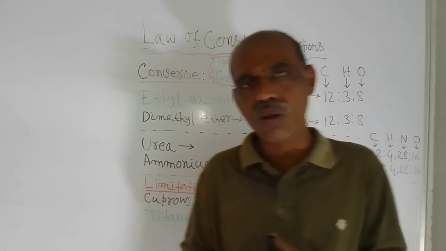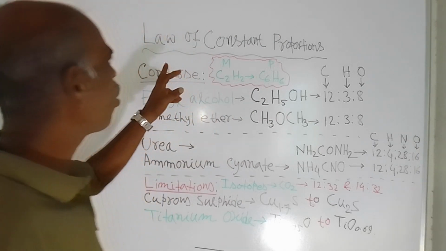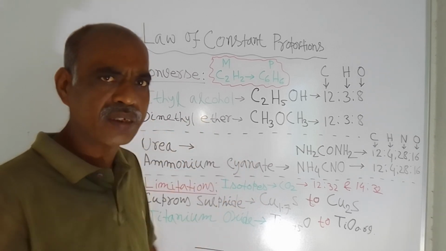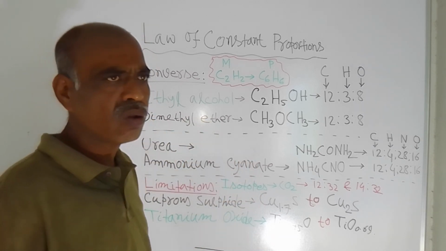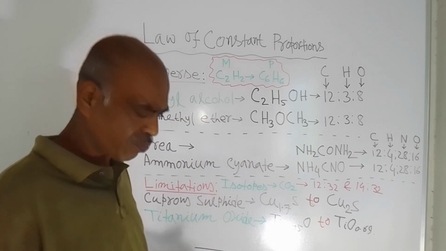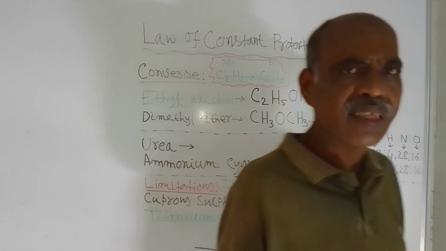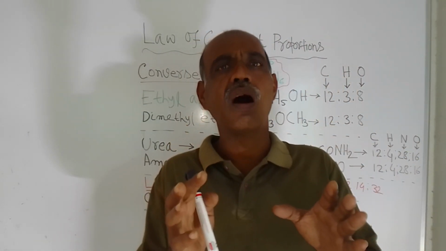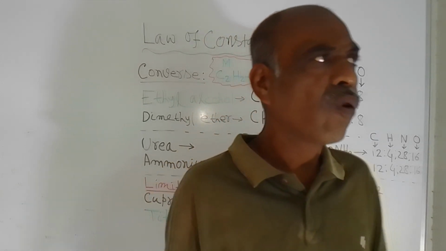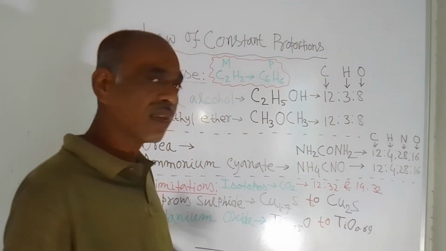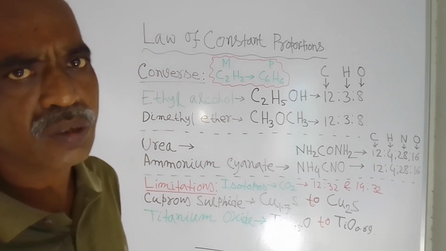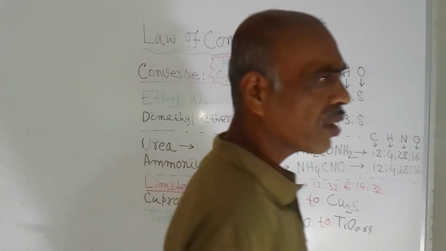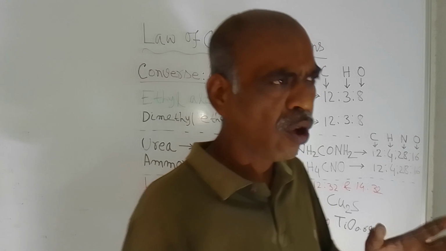So this law is called what? This law is called law of constant proportions. The proportion remains constant, it does not vary. So that is the law. For most of the chemical compounds, you will find that this law holds good. Means this law is valid for most of the compounds. But there are also exceptions of this law. Now I am talking about the exceptions. Okay, let me explain the law first.